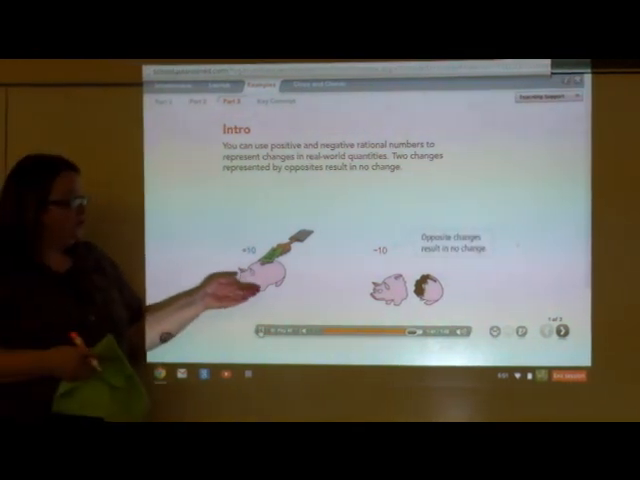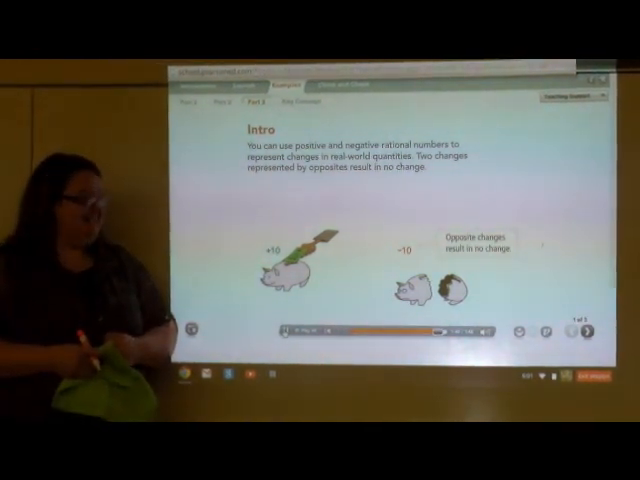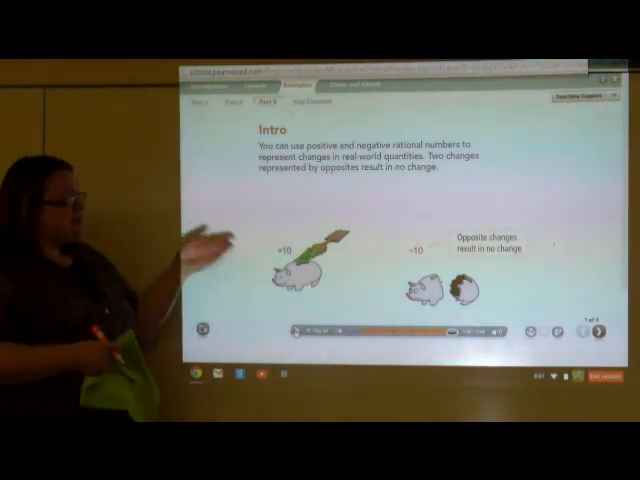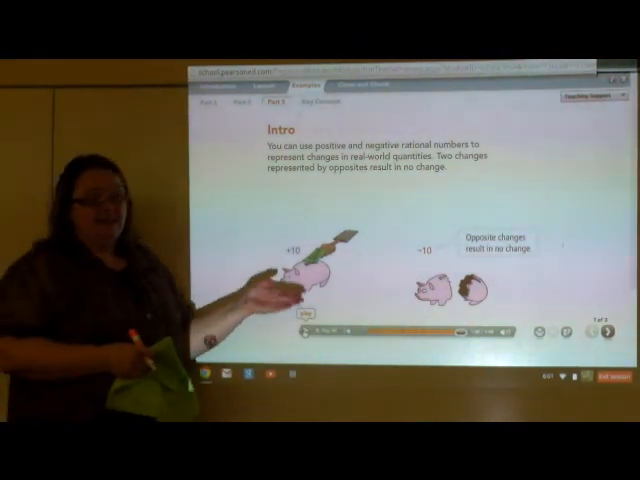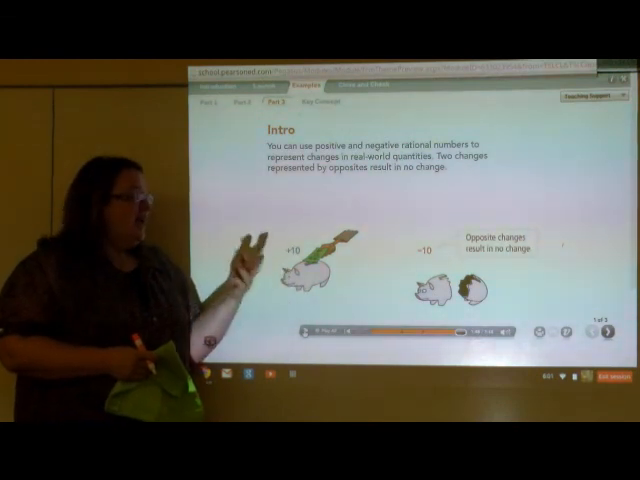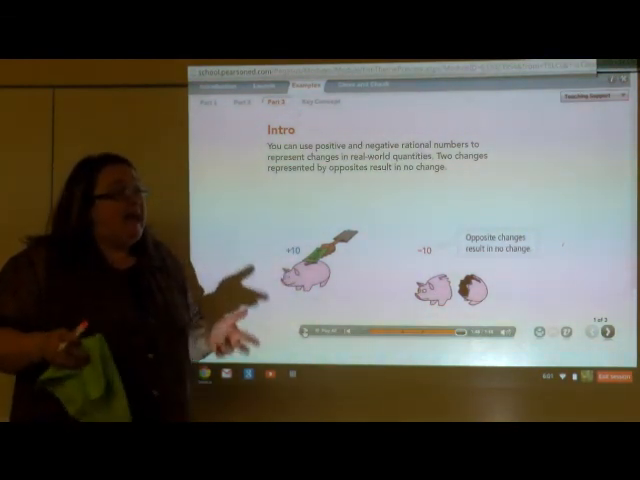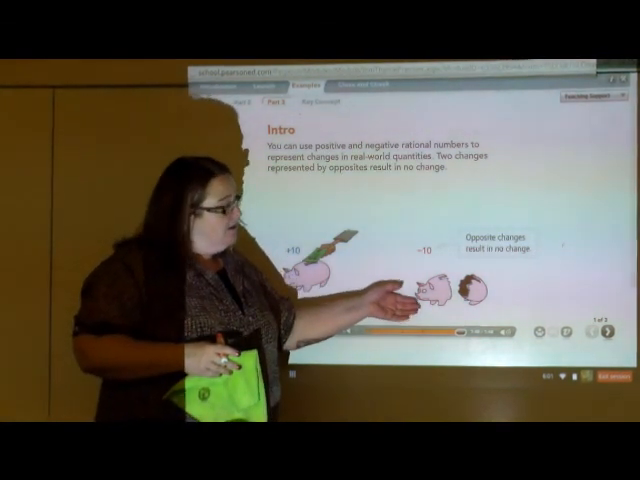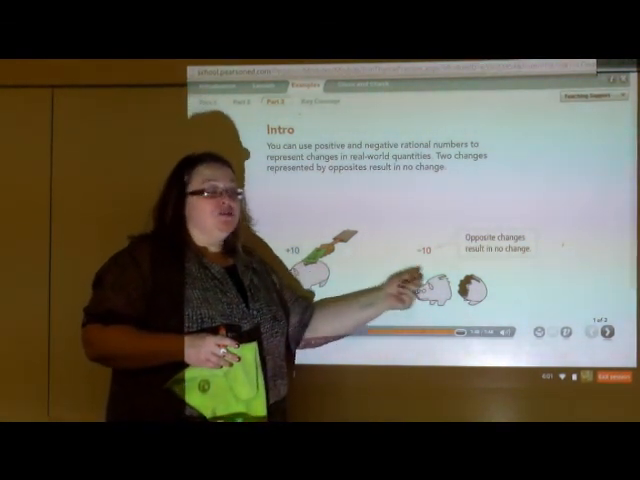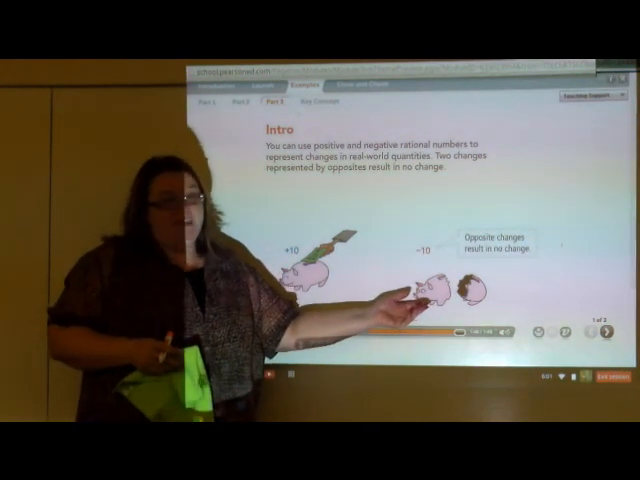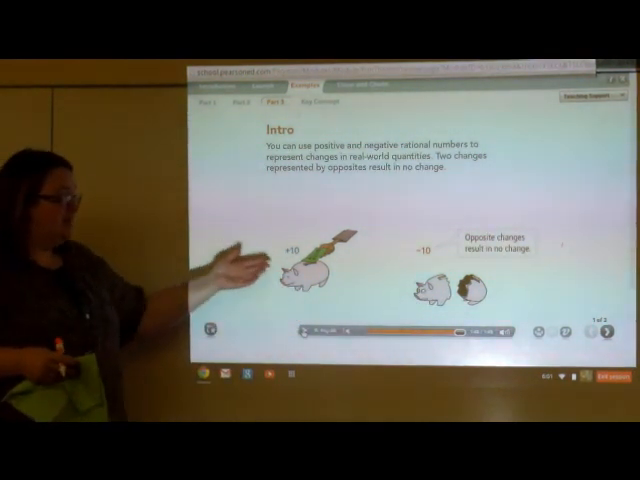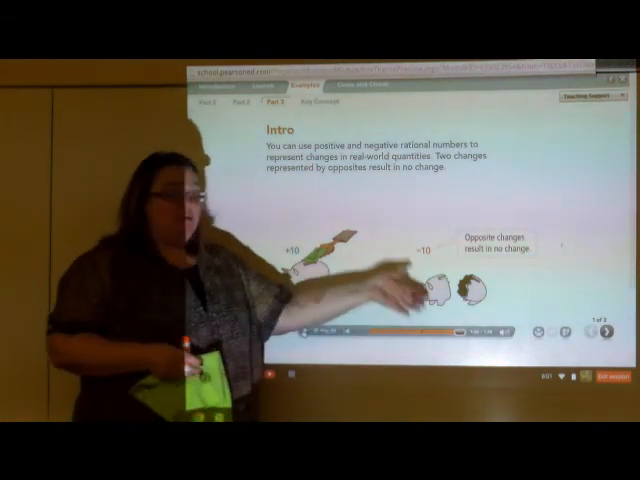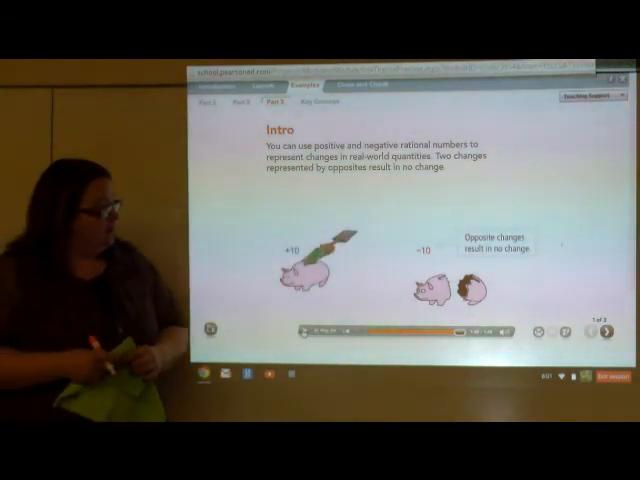Okay, so we saw, opposite changes result in no change. He keeps interrupting me, doesn't he? So we saw that she deposited $10 into her account. And then she really had to have this. She couldn't wait. She had to break the poor little piggy bank and take the $10 out. So then what was left in the piggy bank? Nothing. Zero. Because the amount she put in was the equal amount she took out. Okay.